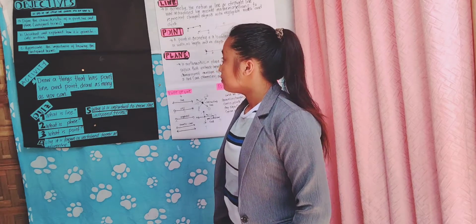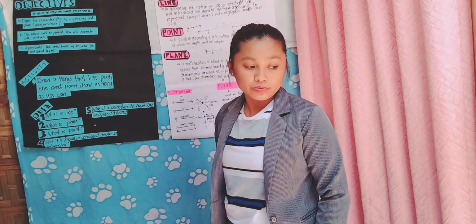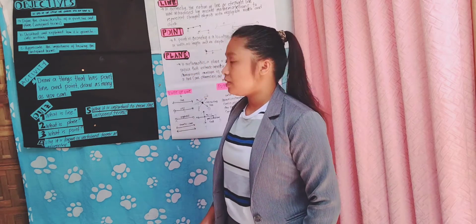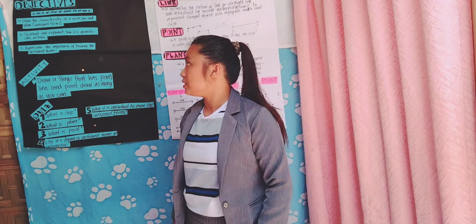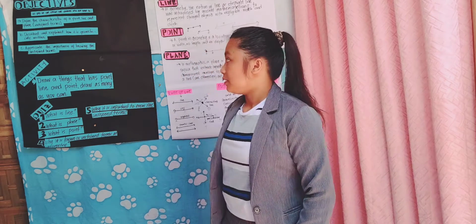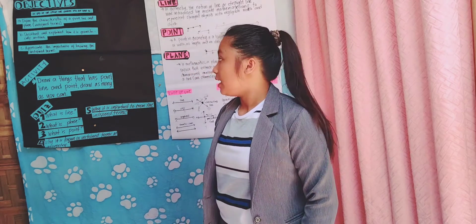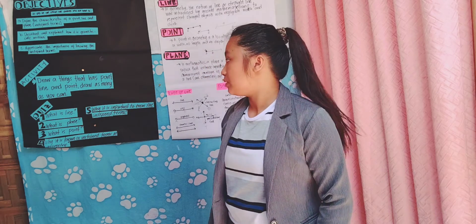So let's proceed to our objectives for today. Anyone who can read our objectives? Yes, Miss Cruz. Okay, so our objectives are: define the characteristics of a point, line, and plane; describe and explain how each is geometrically written; and appreciate the importance of knowing the undefined terms.